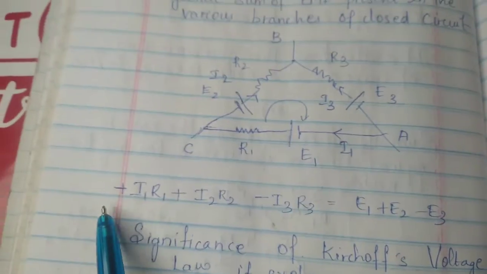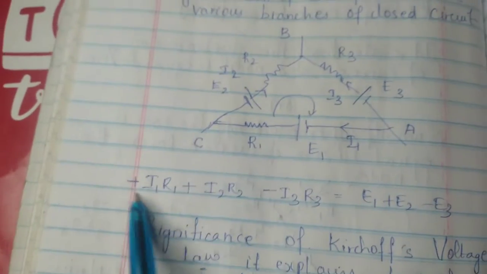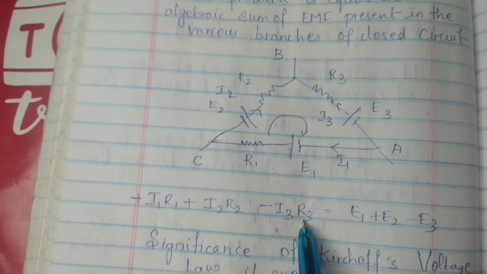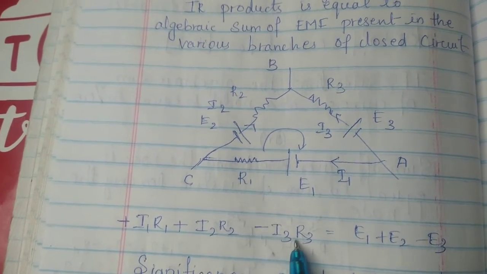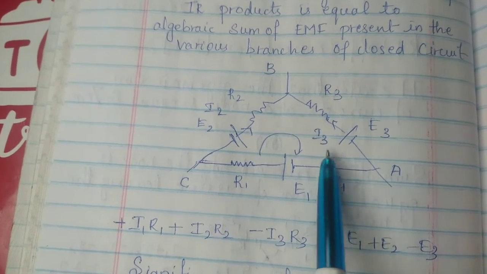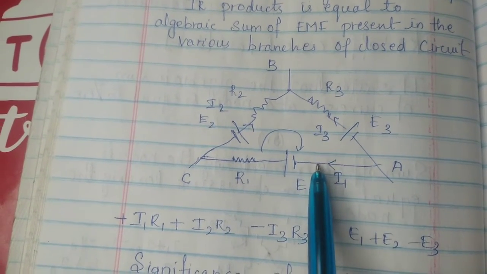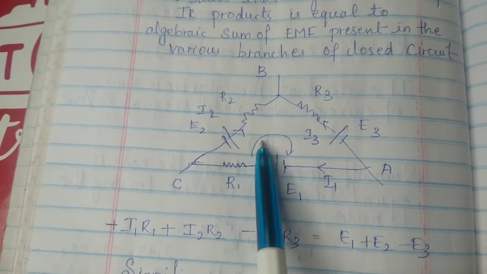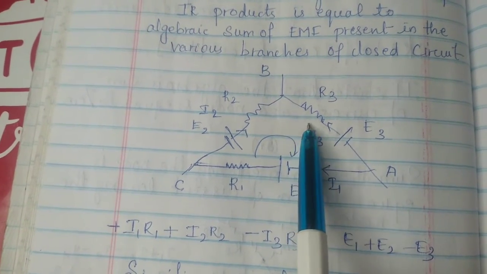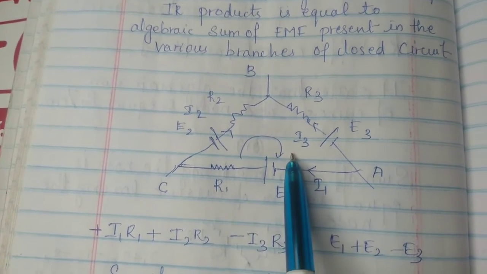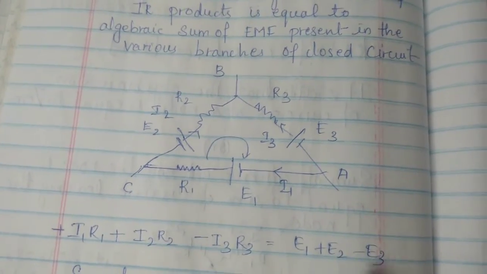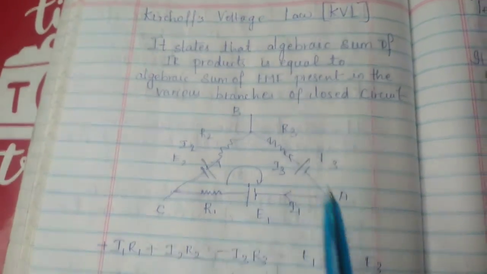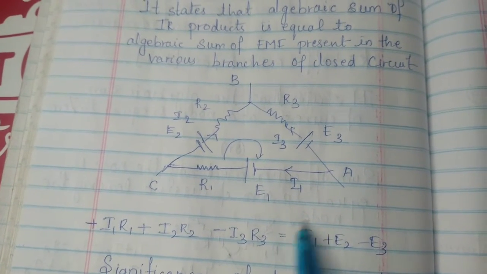With the help of the circuit diagram, we can make it an equation in this way. That is I1 R1 plus I2 R2 minus I3 R3. Why is it minus I3 R3? It's because the current is in the opposite direction of the path which we are tracing. So it is represented as minus I3 R3, which is equal to the sum of the EMF. That is what the law states, which we are representing in the form of an equation.